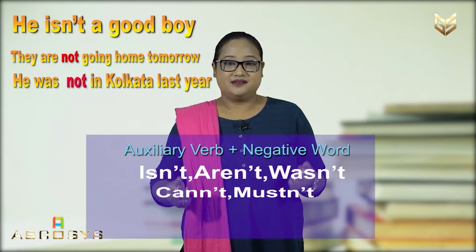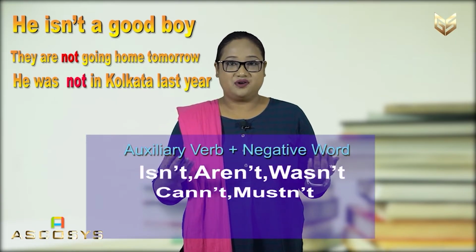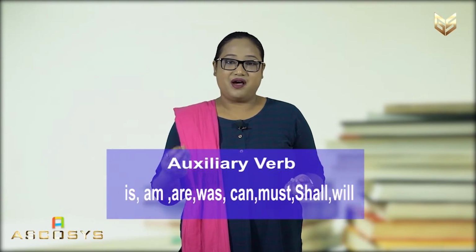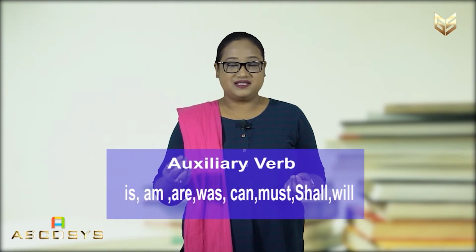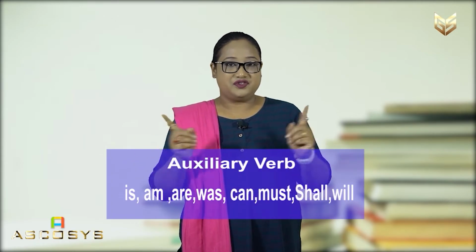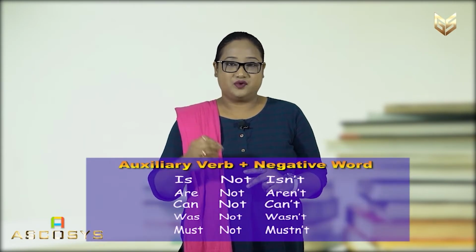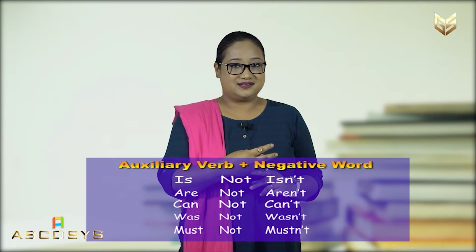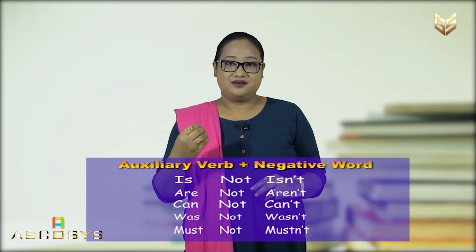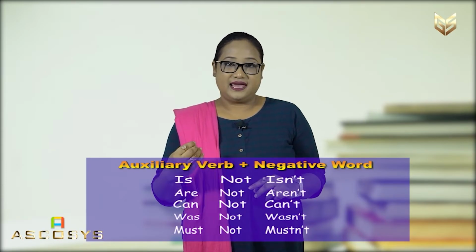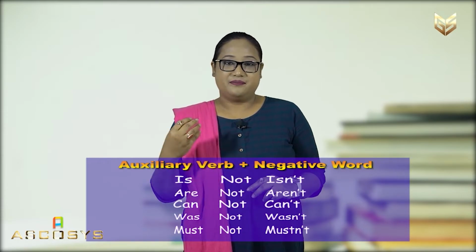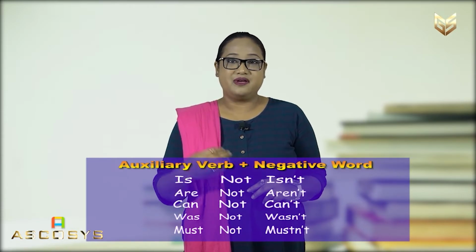So you see, we use not after the auxiliary verbs. What are the auxiliary verbs? Is, am, are, were, can, must, will, shall, have, had, etc. And when we join it, it will become, suppose, is not, isn't. Are not will become aren't. Can not will become can't. Must not will become mustn't.